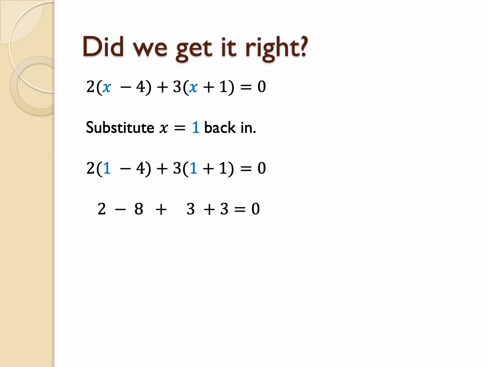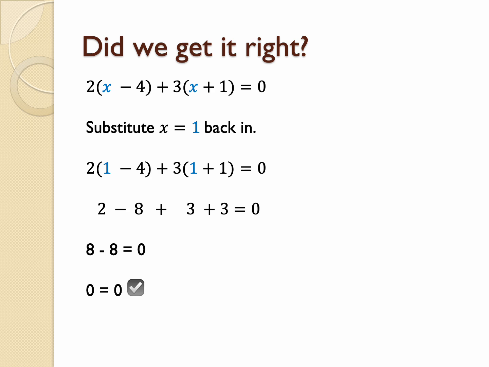So 2 times 1 is 2. 2 times minus 4 is minus 8. Plus 3 times 1 is 3. And plus 3 times 1 is another 3. And then you can simply add up these numbers. And the answer will turn out to be 8 minus 8. And as you can imagine, 8 minus 8 is 0.